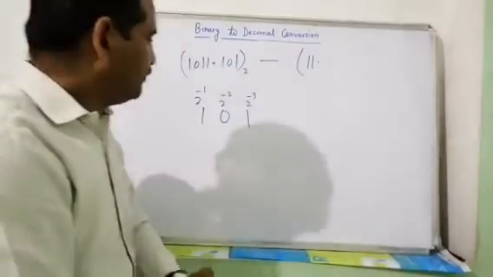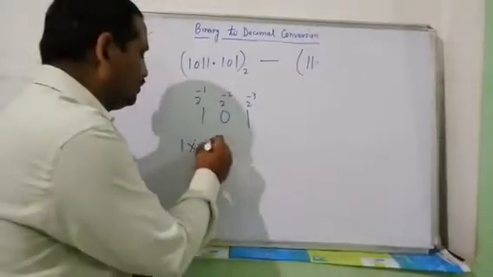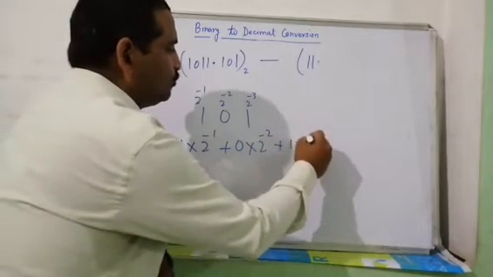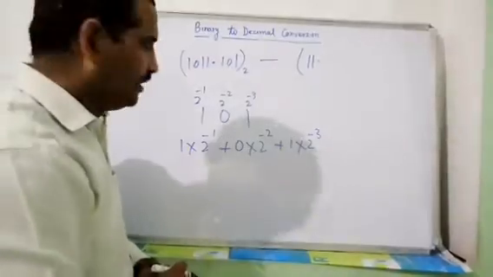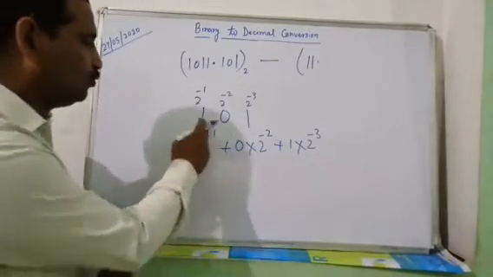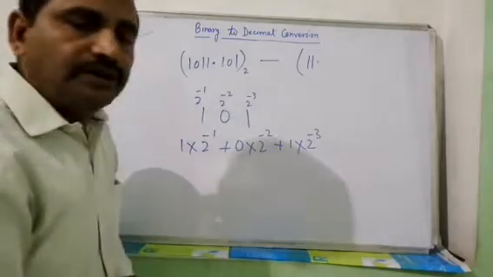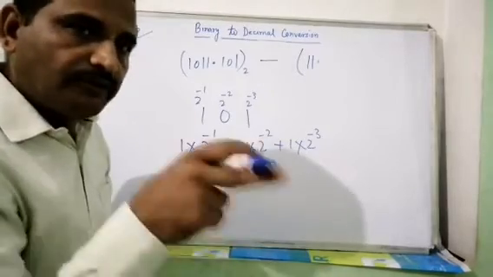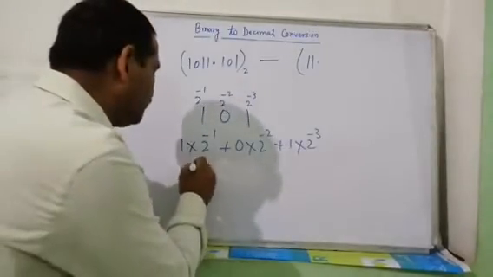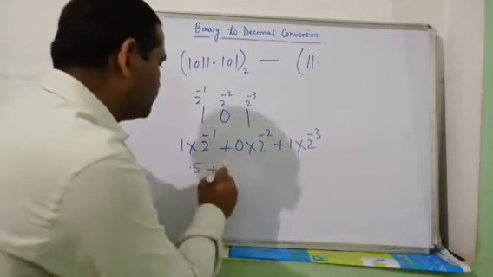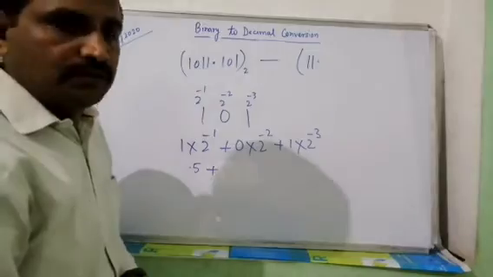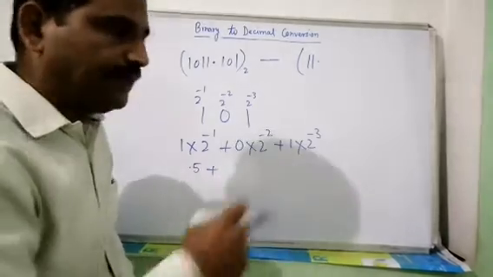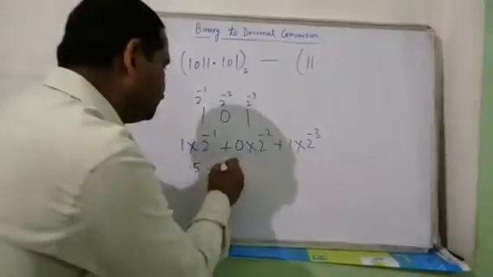To calculate this, we write: 1 into 2 to the power -1 plus 0 into 2 to the power -2 plus 1 into 2 to the power -3. Now we calculate 1 into 2 to the power -1. So 2 to the power -1 is what? 1 upon 2, which is 0.5. So 0.5 into 1 will be only 0.5. Plus 0 into 2 to the power -2. 2 to the power -2 means 1 upon 4, which is 0.25. 0.25 into 0 will be 0.